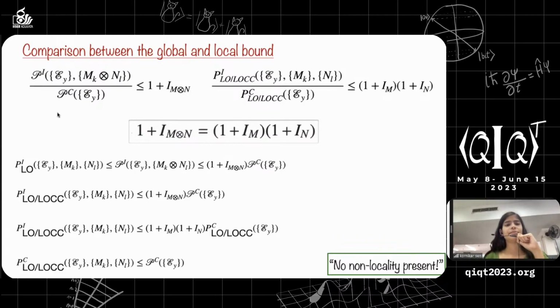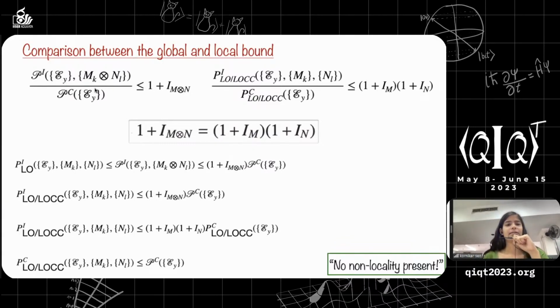Then using the previous result, you can find that this ratio is upper bounded by 1 plus the incompatibility of the global measurements of the form M tensor N. We have shown that actually this is equal to this. So actually the RHS of both the inequalities are the same. So you may think, what's the difference? What extra can we find from these relations if the RHS are the same for both the inequalities?